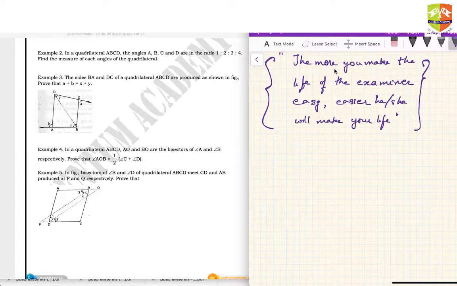Let's say this was the case. Let me draw this. Let's say ABCD is a square. If it is true for one quadrilateral, it will be true for any quadrilateral, isn't it?